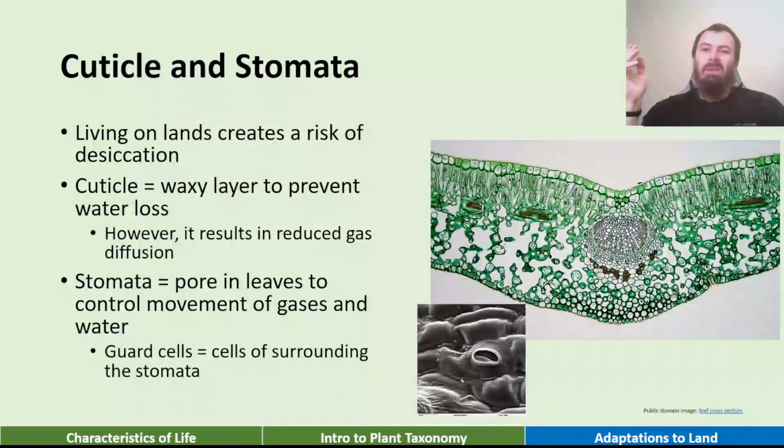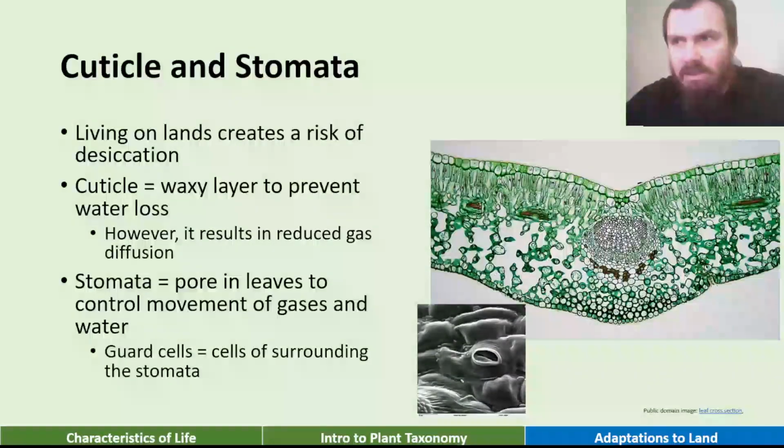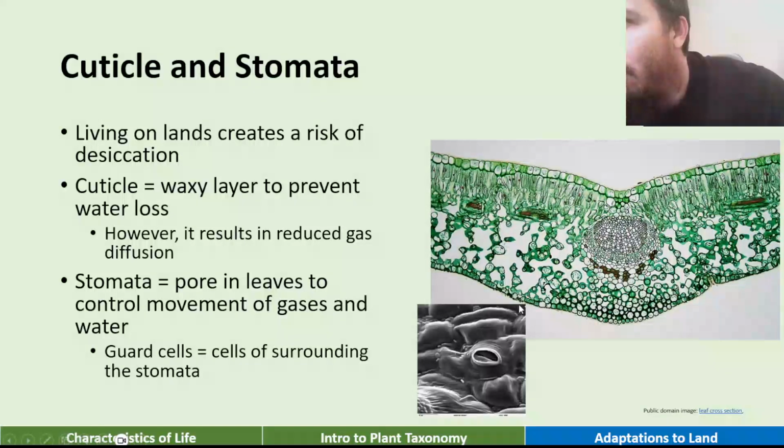Now, that also means, though, it blocks air. So plants need to get rid of the oxygen that they have and bring in the CO2. So that cuticle can interfere with that. So how do they deal with that? Well, they have what's called a stomata. Stomata is a little pore in the leaves or in the epidermal layers of the plant that are surrounded by guard cells. Is there one inside of here? Yeah. You see, if you zoom in right there, there's a guard cell and there's a guard cell.